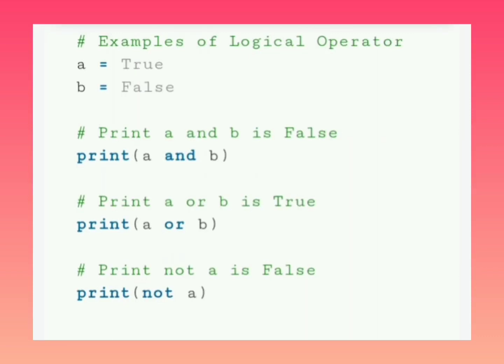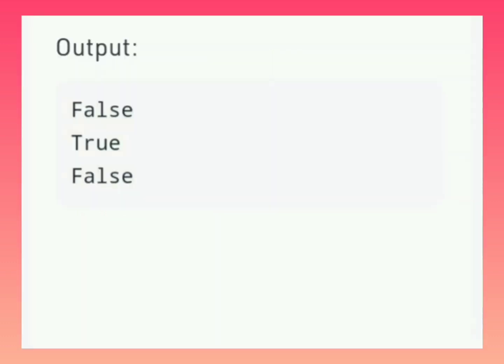Example of logical operators. A is equal to true, B is equal to false. Print A and B. Print A or B. Print not of A. We get the output as false, true, false.